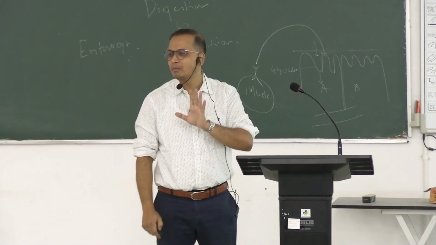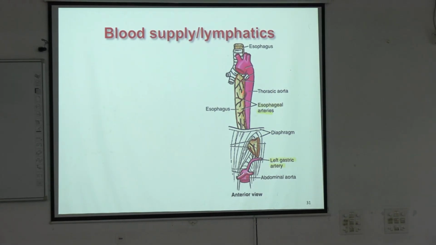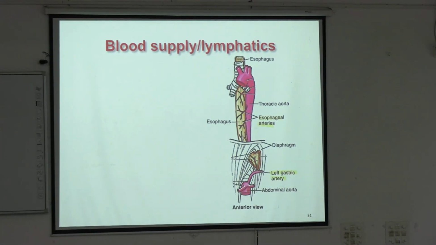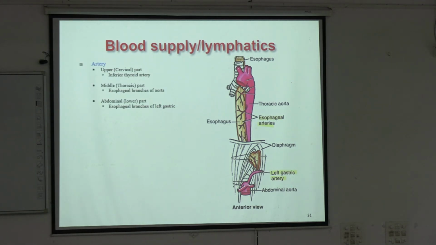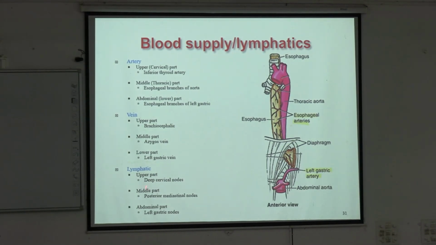Coming to the blood supply of the esophagus, in the mediastinum it is supplied by the mediastinal branch of the descending thoracic aorta. The abdominal part is supplied by branches of the abdominal aorta. Lymphatics likewise go to a group of lymph nodes, which we call the mediastinal group or posterior mediastinal group of lymph nodes.